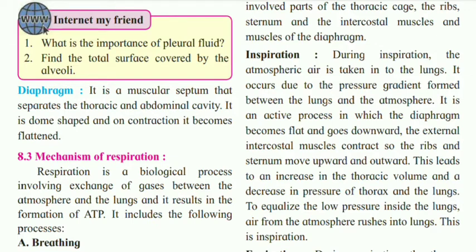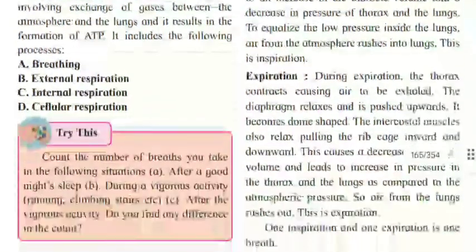It is an active process in which the diaphragm becomes flat and goes downward. The external intercostal muscles contract, so the ribs and sternum move upward and outward. This leads to an increase in the thoracic volume and decrease in pressure of thorax and the lungs. To equalize the low pressure inside the lung, air from the atmosphere rushes into the lung. This is inspiration. Now let's see expiration.